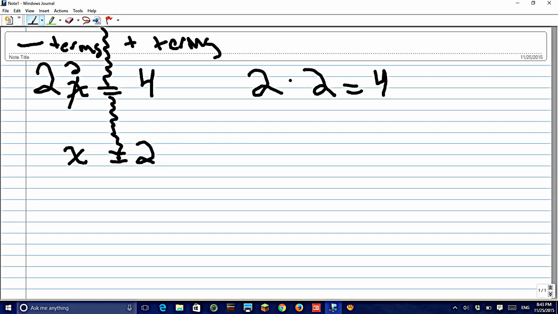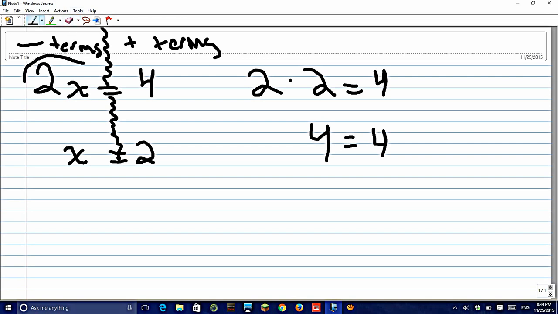So you're plugging in a number for a variable, because remember, a variable represents a number, and in this case the letter x is representing the number 2. So we are just plugging that in the place of x. So 2 times 2 equals 4. So 4 equals 4.